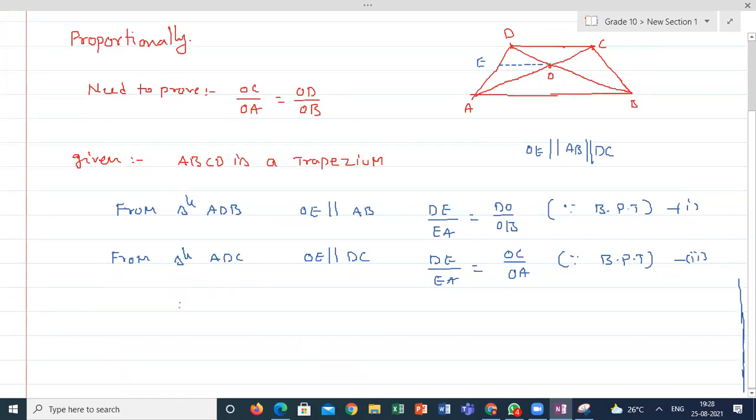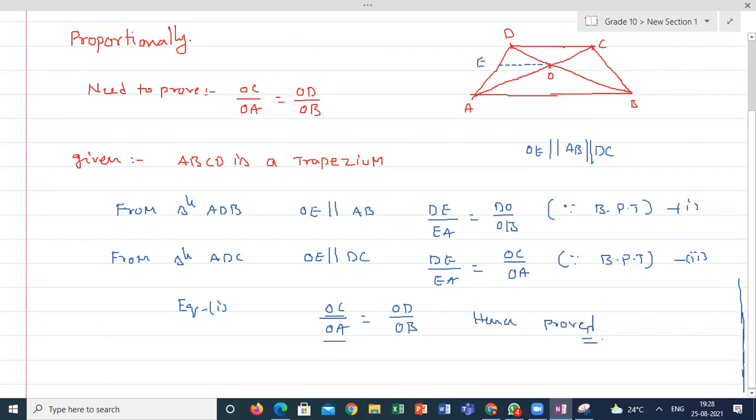So from equations 1 and 2, OE is dividing AC at O. So the ratio of OC by OA comes as OD by OB. That means the intersection of the two diagonals divides the two diagonals into two different parts, like AC into OC and OA, and the ratio of their divisions are the same. Okay, right? Hence, simple. This is enough.